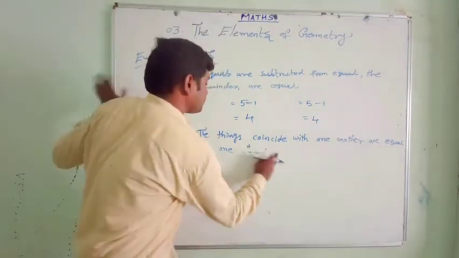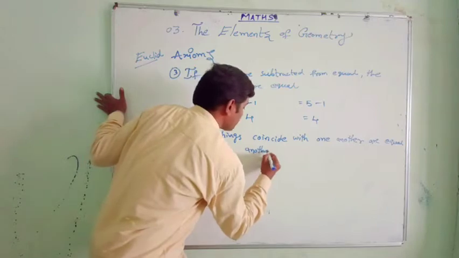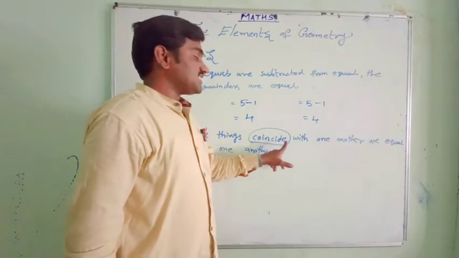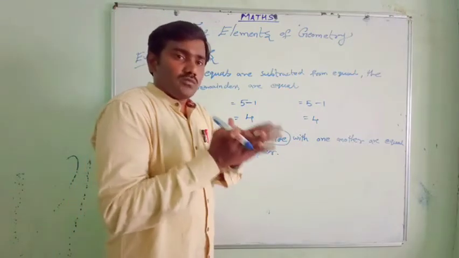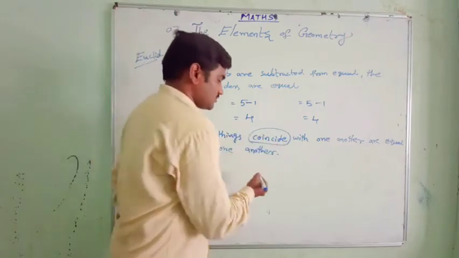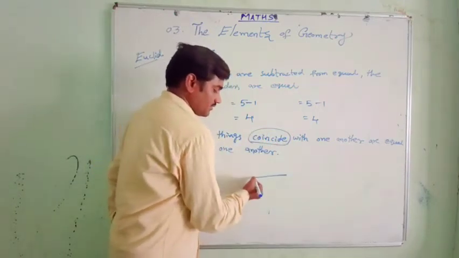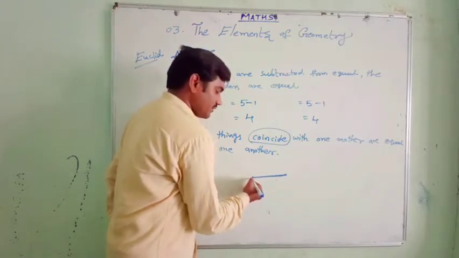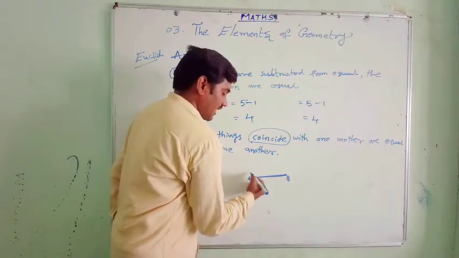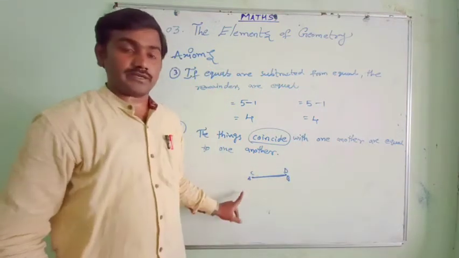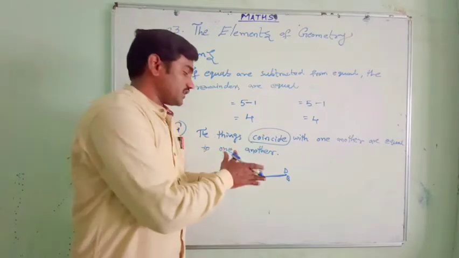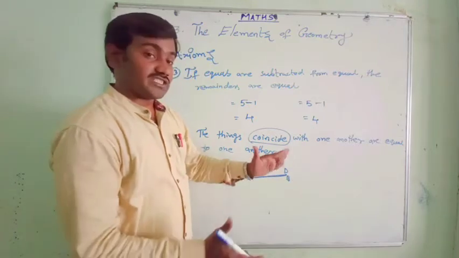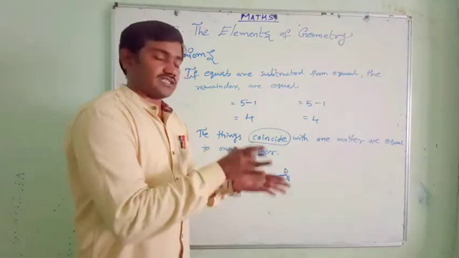Things which coincide with one another, coincide in the sense that both are the same. See, here there is a line segment AB and one more line segment CD which coincides with the AB line segment. CD is lying on the same line segment. This is called coinciding lines. That means both are the same.